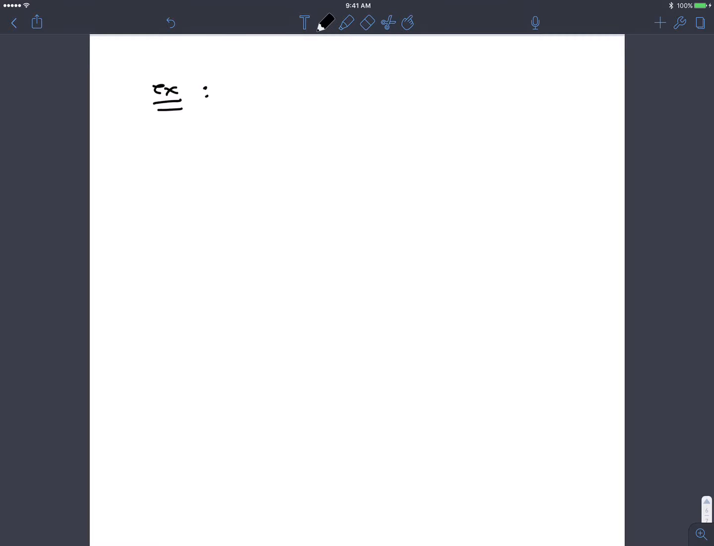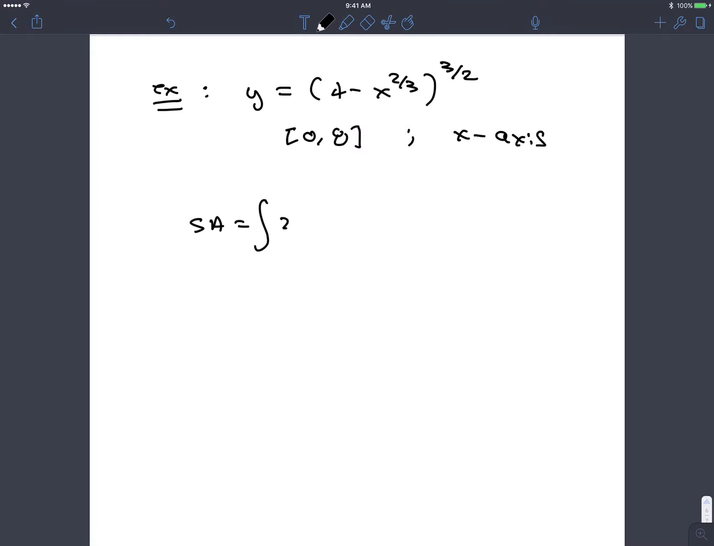So let me give you another example here. We've got y equals 4 minus x to the 2/3 power, all raised to the 3 halves, and this is going to be over the interval 0 to 8, and again, they want you to revolve this about the x-axis. So let's take a closer look at our surface area, 2 pi r ds. We talked about this last time, right?